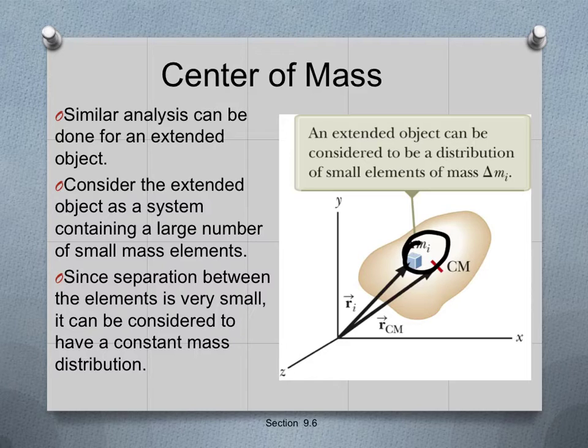Now, since the separation between these elements is very small, we can safely assume that an extended object is going to have some type of constant mass distribution. So it will be very similar to how we would treat an object that has some amount of symmetry. We will still model the object as though it has a center of mass, but in this case we think about the mass in the extended object as having a constant distribution, even though it may not technically, we'll just assume.